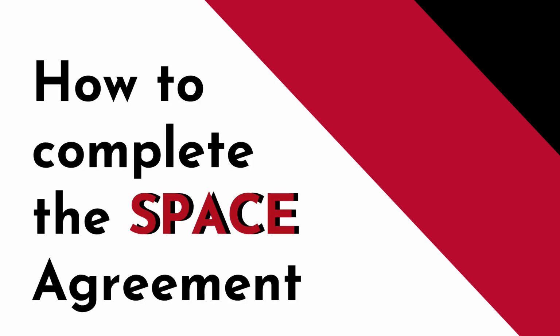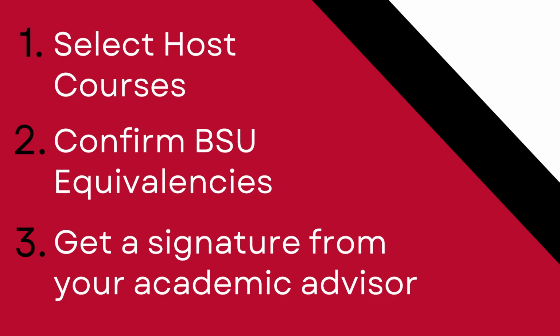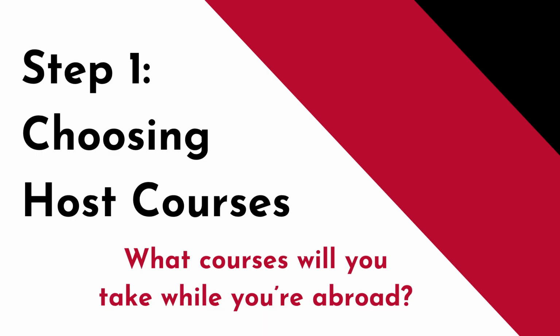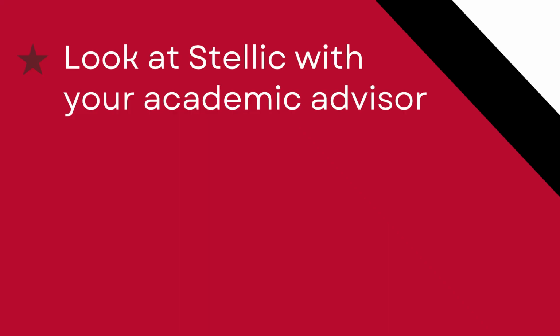So, how to complete the SPACE agreement? It's 3 steps: selecting host courses, confirming BSU equivalents, and getting a signature from your academic advisor. Step 1, choosing host courses. What will you take while you're abroad? You'll want to start by visiting with your academic advisor and looking at your degree plan on Stellic. This will show you what requirements you still need to complete. A great place to start so you know what courses you're looking for.